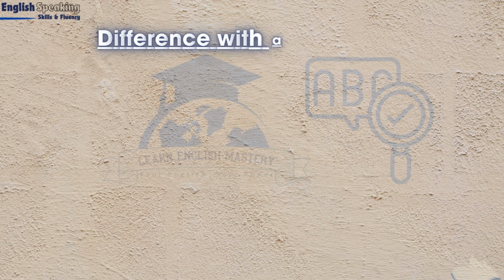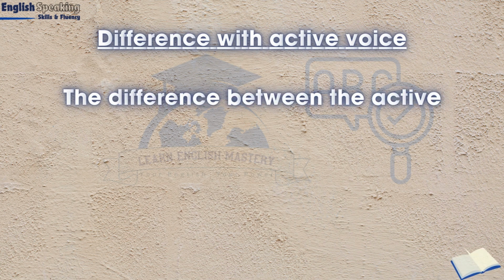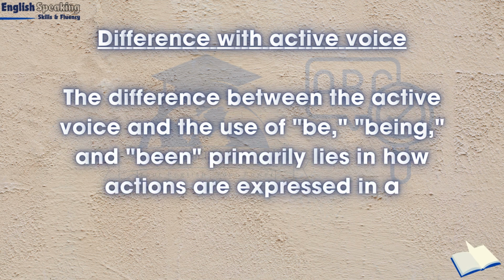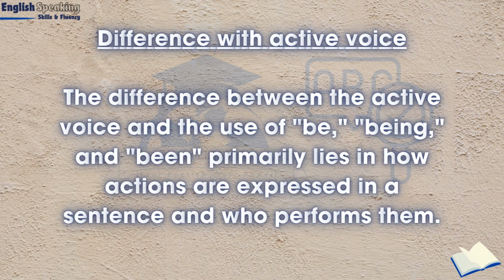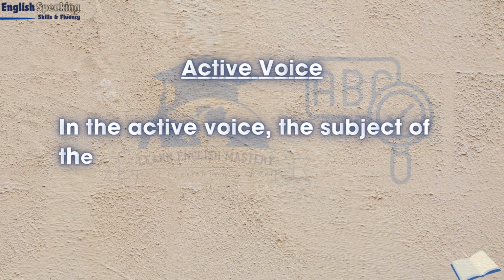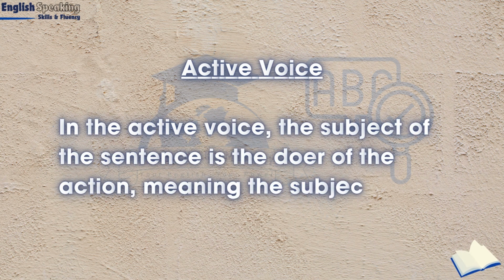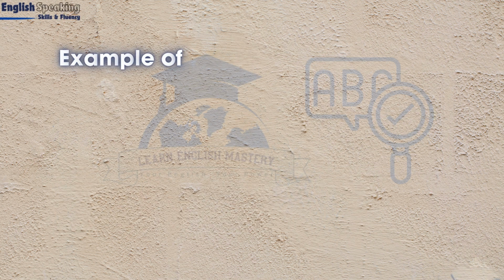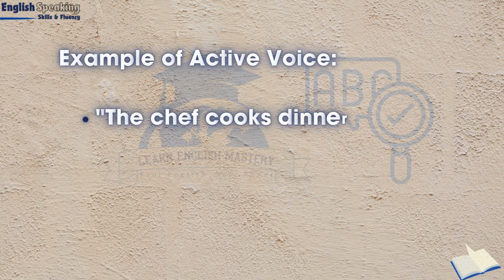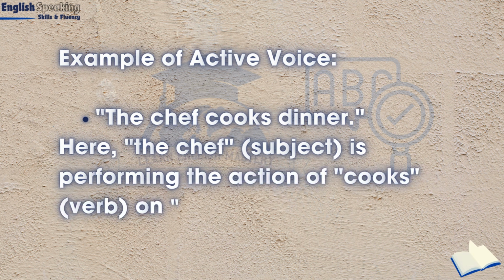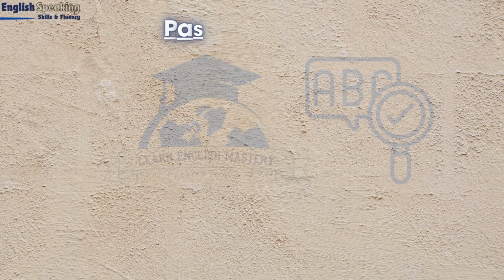Difference with active voice. The difference between the active voice and the use of be, being, and been primarily lies in how actions are expressed in a sentence and who performs them. Active voice. In the active voice, the subject of the sentence is the doer of the action, meaning the subject performs the verb. Example of active voice: the chef cooks dinner. Here, the chef, subject, is performing the action of cooks, verb, on dinner, object.